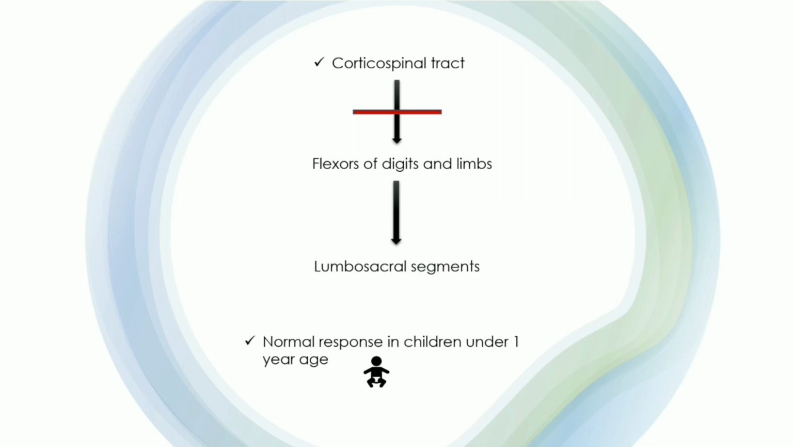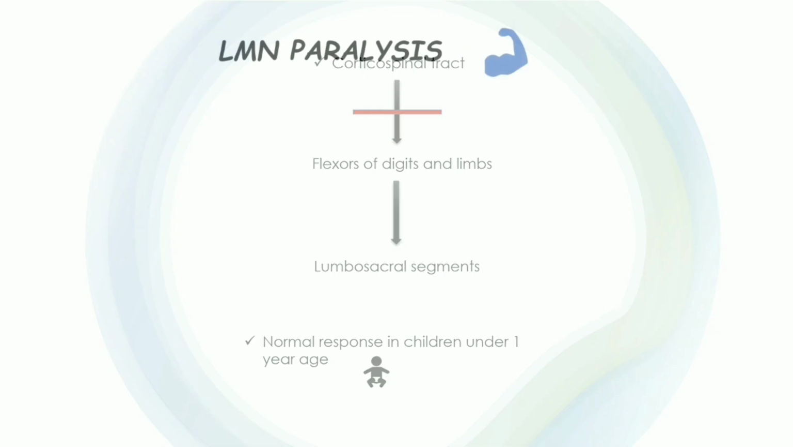So this is a response which is normally found in children under 1 year of age. This Babinski sign. Okay. So that is about upper motor neuron paralysis. So the most important findings are a spastic paralysis and a positive Babinski sign. There is no muscle atrophy. The muscles are affected in groups, unlike lower motor neuron lesions, and we will see why. Muscles are affected in groups.